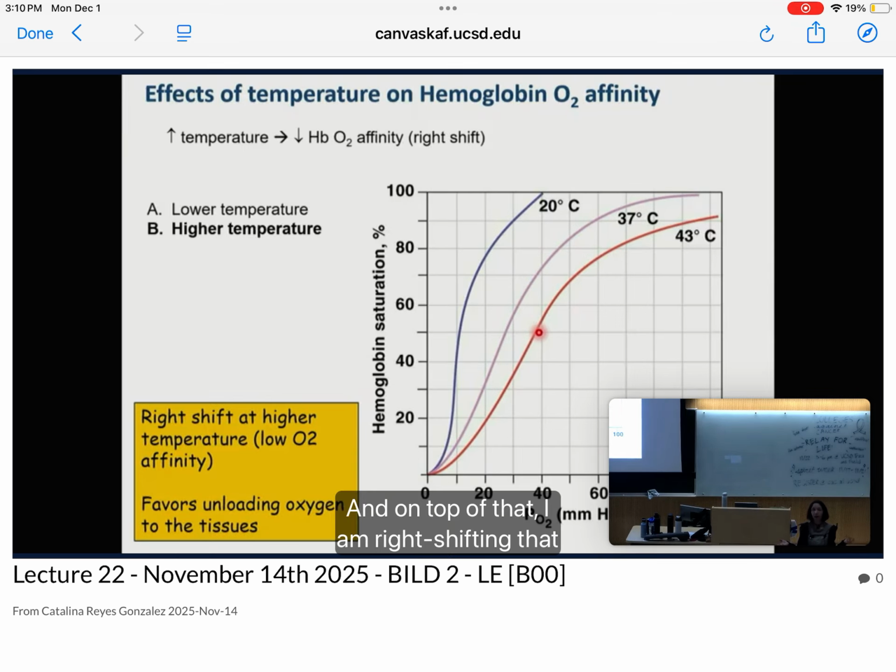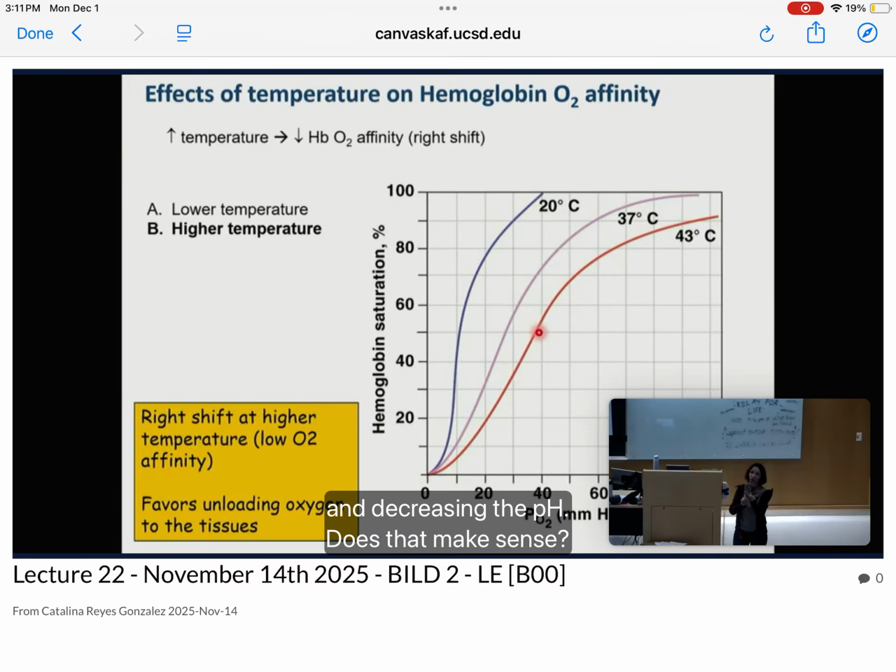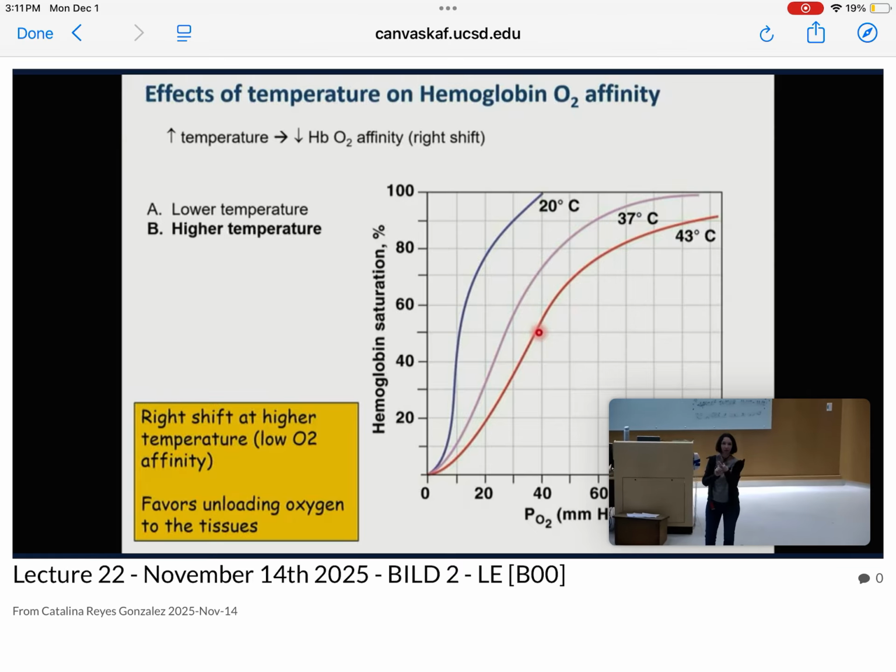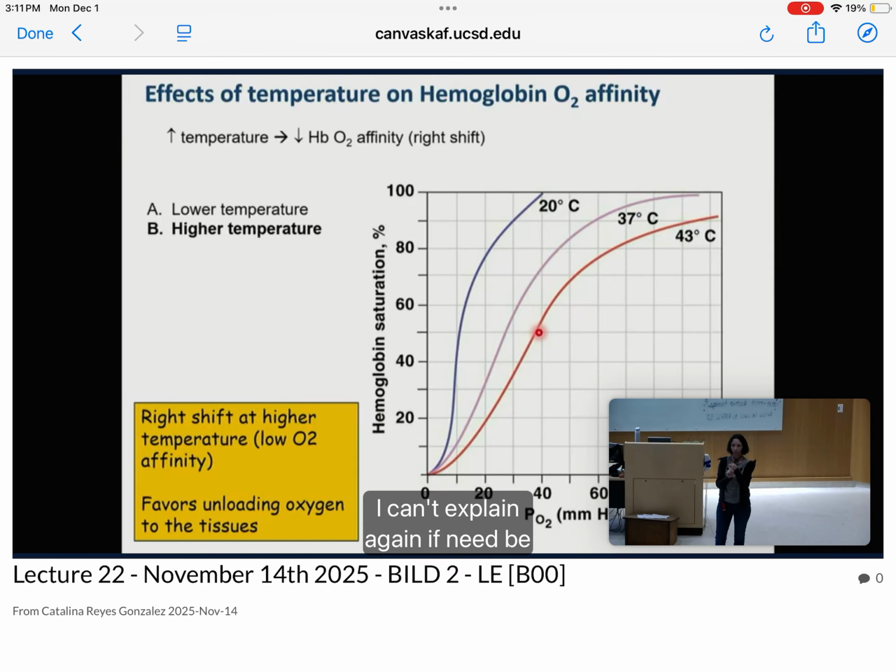Okay? And on top of that, I am right shifting that hemoglobin oxygen dissociation curve by increasing the amount of CO2, increasing the temperature, and decreasing the pH. Does that make sense? Yeah? Yes or no? I can explain again if need be.